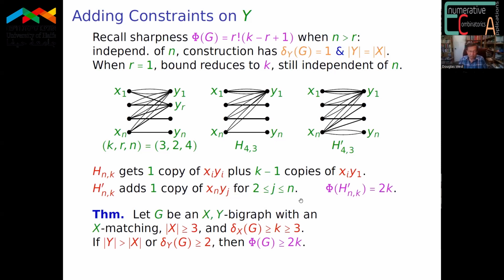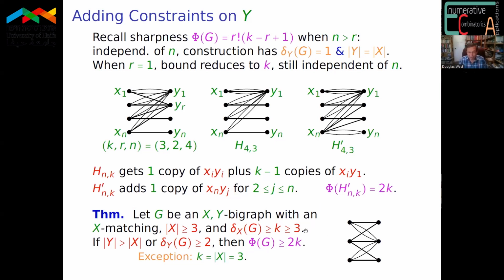Well, these are in fact sharpness examples. If we have an XY bigraph, minimum degree at least k, and the size of X is at least 3, if we require vertices in Y to have degree at least 2, or the size of Y to be bigger than the size of X, then every such example is going to have at least 2k maximum matchings. So this is a sharpness example. There's one exception. This graph, when k and the size of X are both 3, has 5 X matchings instead of 6.